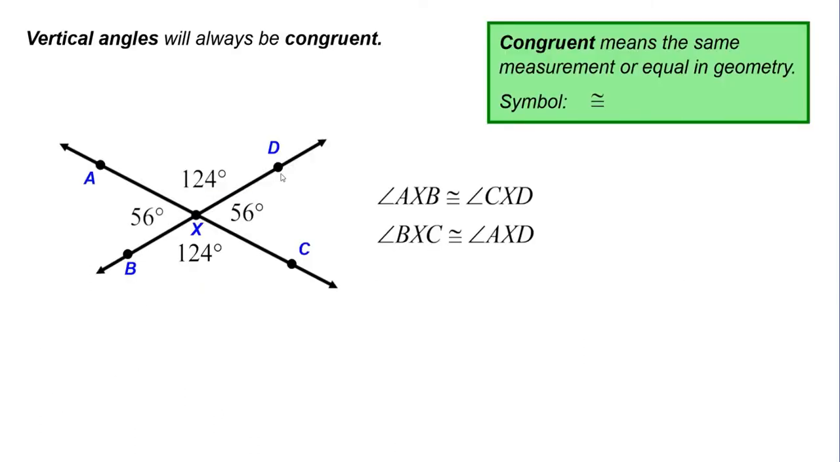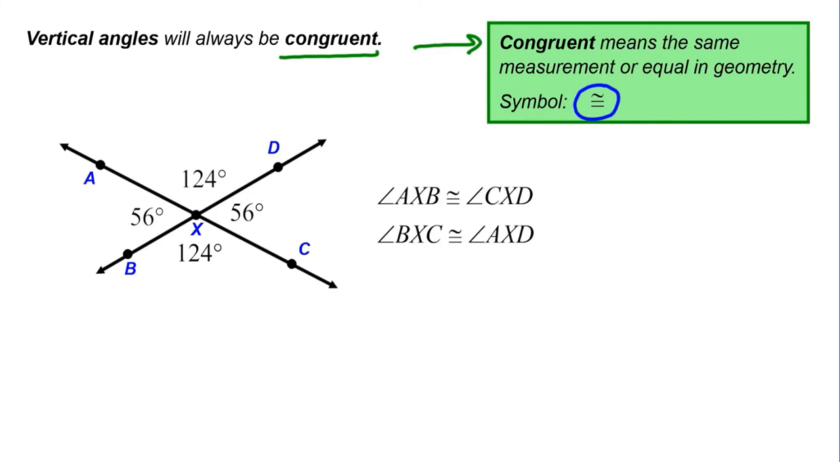So what's special about vertical angles? Well, vertical angles will always be congruent. Now, there's a big fancy word for geometry, congruent. If you don't know what congruent means, I've got the definition right here. Congruent means they're the same measurement, or in other words, they're equal in geometry. It's a big fancy word for equal. They're the same thing. And we even use a special symbol for it. It's the equal sign with a little wave over it. So that is the congruent symbol. So vertical angles will always be equal to each other. And that's a nice fact to know when we're trying to find missing angles.